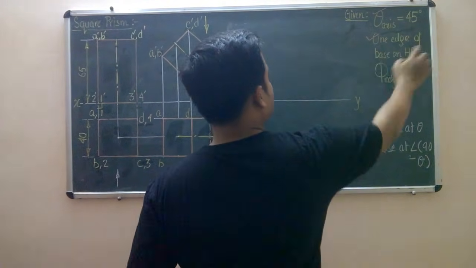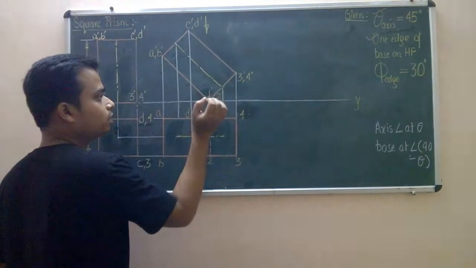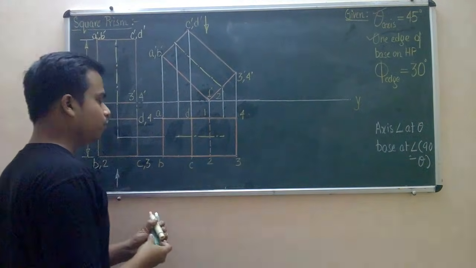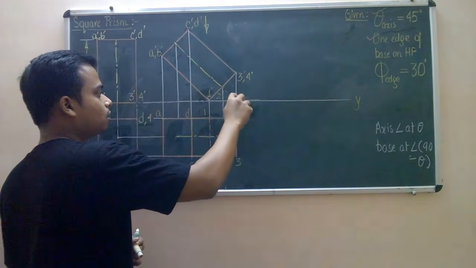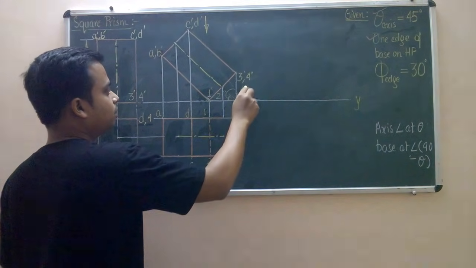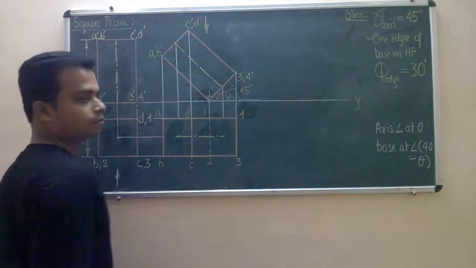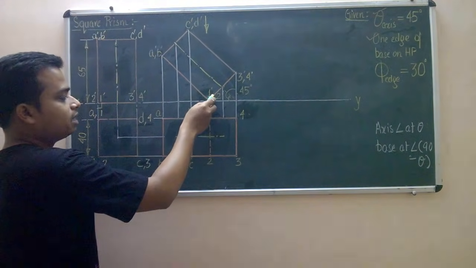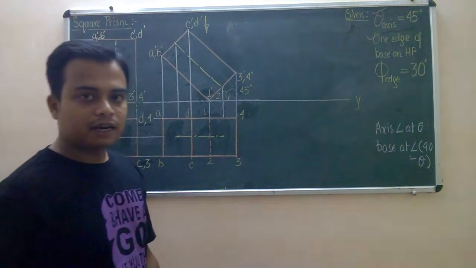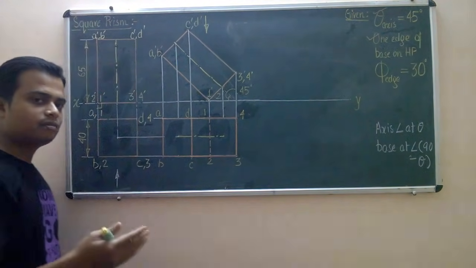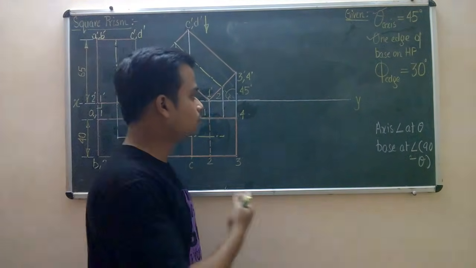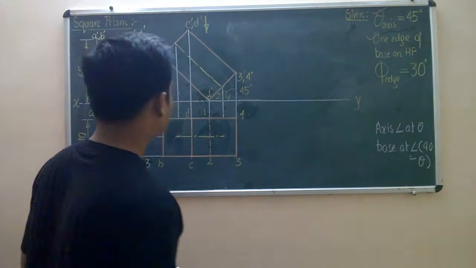There is an edge of the base on HP, so this is the edge which is on HP. At the same time, the axis is making an angle of 45 degrees. If you extend this, you will observe that the angle over here is 45 degrees, right? Automatically, if you have inclined the base at an angle of 45 degrees, the axis also is inclined at an angle of 45 degrees, because 90 minus 45 is equivalent to 45 degrees. That's the math behind this, right?